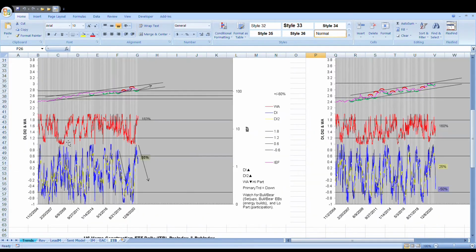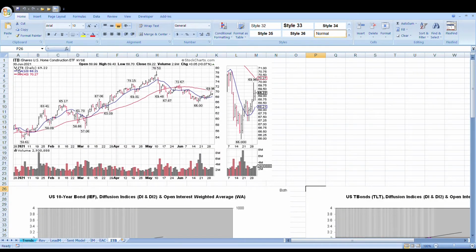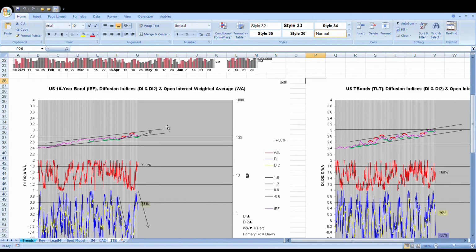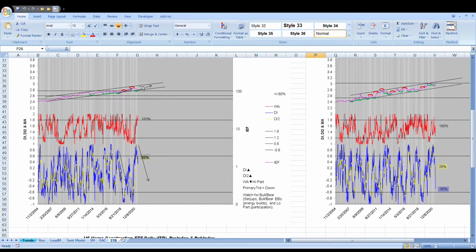So let's take a look in closer detail. Here's ITB, which is the ETF for U.S. home construction. And we know we have a flip and we have a realignment. So it's starting to turn higher. It doesn't look totally impressive on the daily, but we can see the energy builds in the 10-year, which ultimately, as the 10-year's bullish energy builds dissipate, you tend to get rallies here in the 10-year and the 30-year. So you have a dissipation, much sharper dissipation for now in the long bond, which is the 20-year plus.